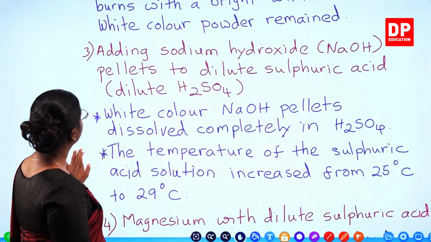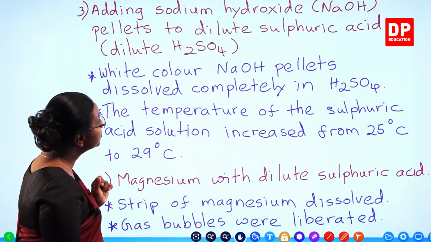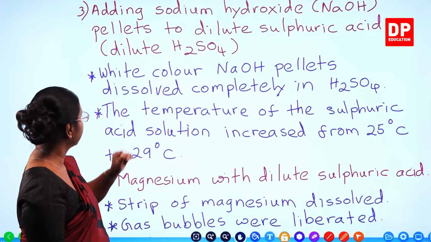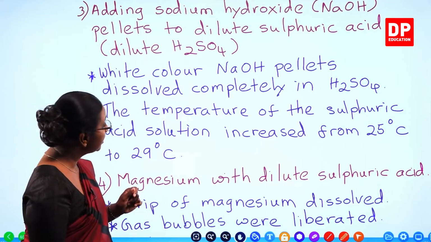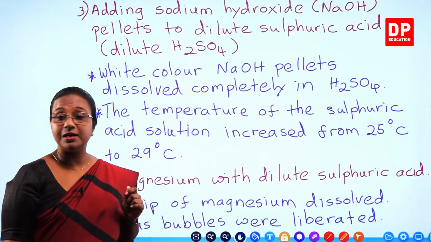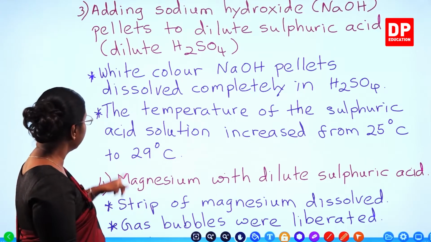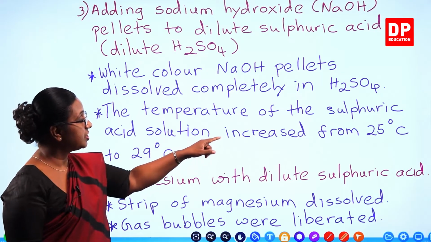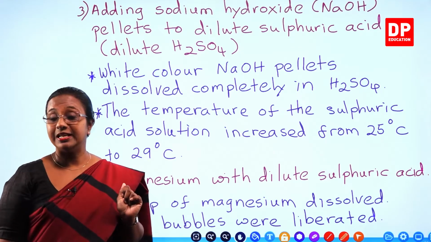Then the third one, adding sodium hydroxide pellets to dilute sulfuric acid, that is H2SO4. The white color sodium hydroxide pellets dissolve completely in sulfuric acid. Then the temperature of the sulfuric acid solution increased from 25 degrees to 29 degrees.